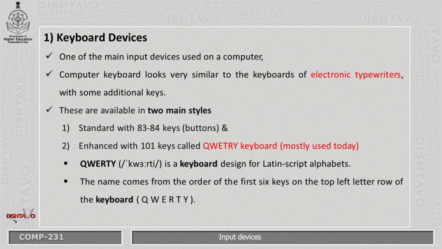First is the keyboard device. It is one of the main input devices used to give inputs to the computer. Keyboards look similar to an electronic typewriter with some additional keys. There are two main styles of keyboards. First is the standard keyboard with 83 to 84 keys, and next is the advanced or enhanced keyboard with 101 keys. It is called the QWERTY keyboard, mostly used nowadays in computers and laptops. QWERTY is a keyboard designed for Latin script alphabets. The name comes from the order of the first 6 keys on the top left letter row of the keyboard.